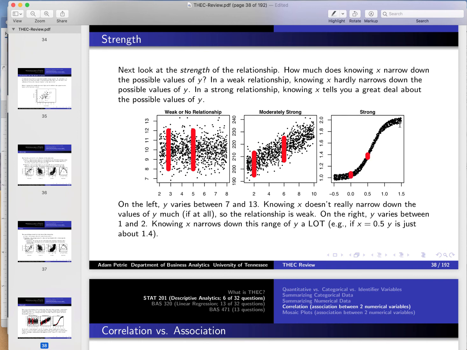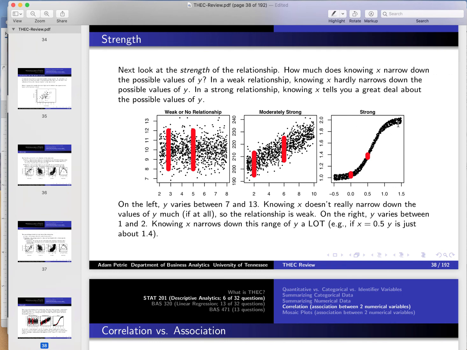This one over here would be a strong relationship because once we know what their x value is, there's really not that much variation in y. There's very little vertical scatter. The relationship on the left, we have a very, very weak relationship. The amount of vertical scatter that we see is basically the same no matter what the value of x is. No matter what value of x we focus in on, the y values are all roughly between 8 and 12.